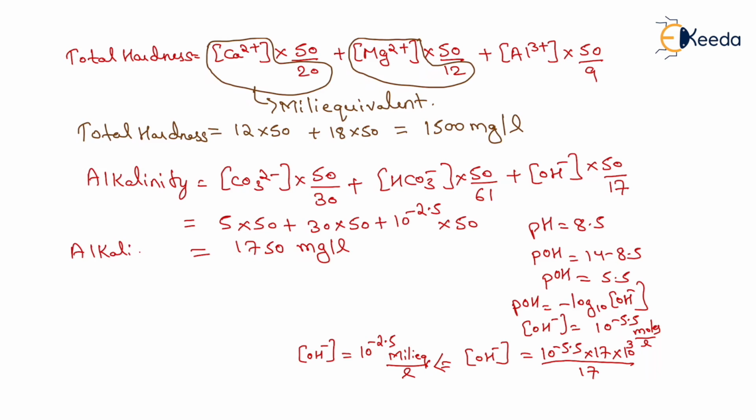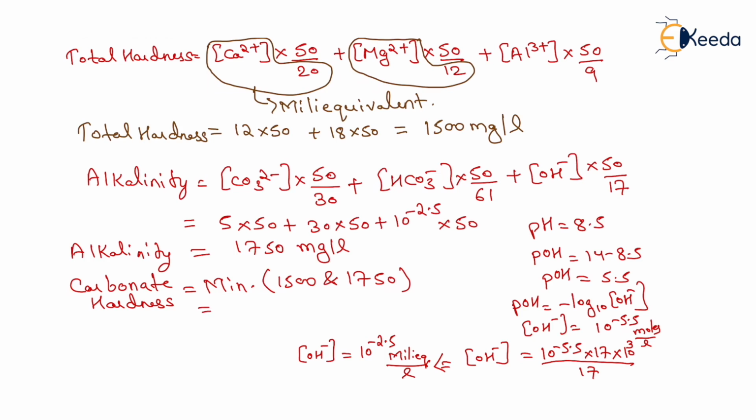Okay, now we have determined the value of total hardness as well as the alkalinity. Now we need to find the carbonate hardness. We all know that carbonate hardness is equal to the minimum of total hardness and alkalinity. Total hardness is equal to 1500 milligram per liter and alkalinity is equal to 1750 milligram per liter. Now we take the minimum of both these values. 1500 milligram per liter is the minimum, and that is the carbonate hardness.